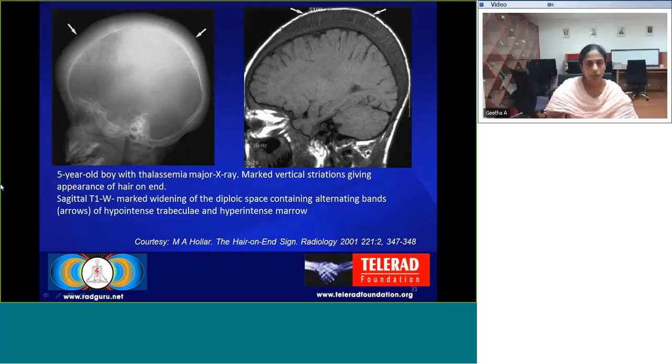This is an example of marrow hyperplasia giving a hair-on-end appearance on the X-ray, and also the sagittal MRI shows the same findings with alternating bands of hypointense trabeculae and the hyperintense marrow.